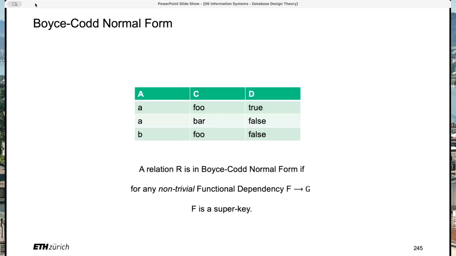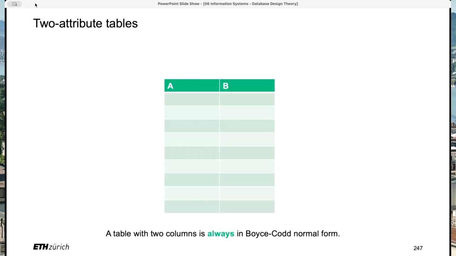Who is with me? Right? We just require that all the left-hand sides of my minimal basis, if you take the minimal basis, all the left-hand sides should be super keys after the tidying up. Okay. Now let's work on the intuition.